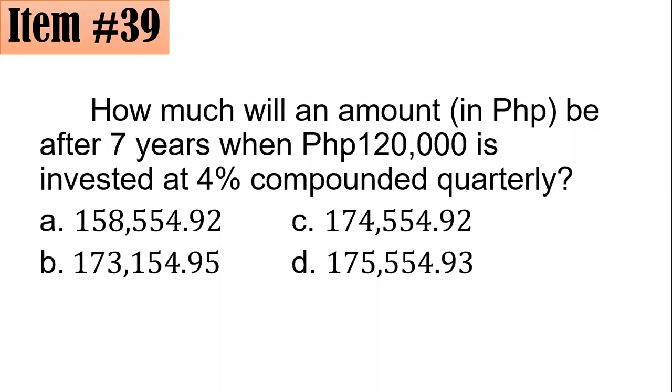So far, marami yung sumagot ng A. At sabi ni Ma'am Catherine, same formula lang po. Okay, I think you would agree with me that your P sub 0, or the amount you invested, will be 120,000. 4% is your rate, which in decimal will be 0.04.